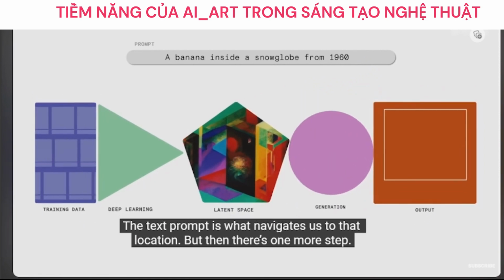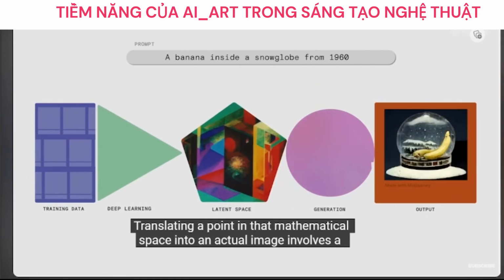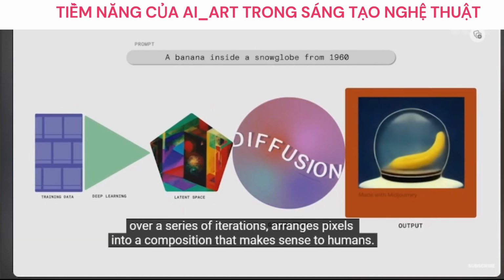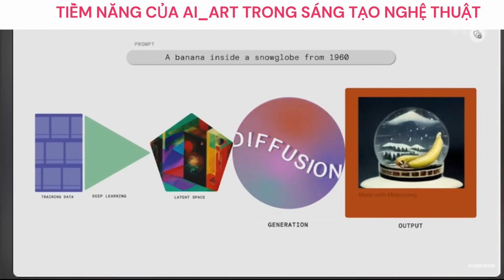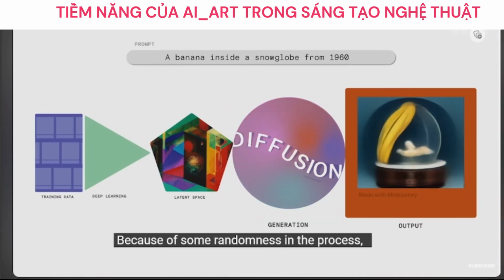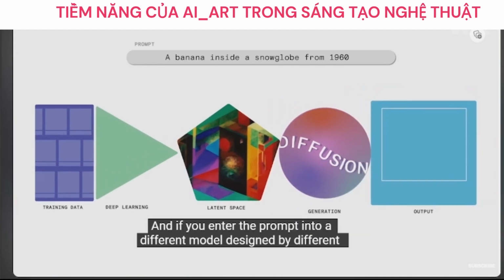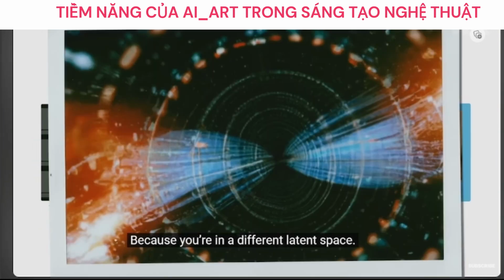But then there's one more step. Translating a point in that mathematical space into an actual image in pixel space involves a generative process called diffusion. It starts with just noise and then, over a series of iterations, arranges pixels into a composition that makes sense to humans. Because of some randomness in the process, it will never return exactly the same image for the same prompt. And if you enter the prompt into a different model designed by different people and trained on different data, you'll get a different result, because you're in a different latent space.